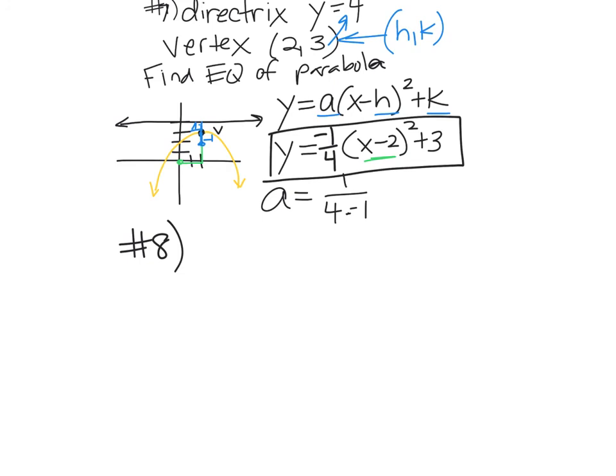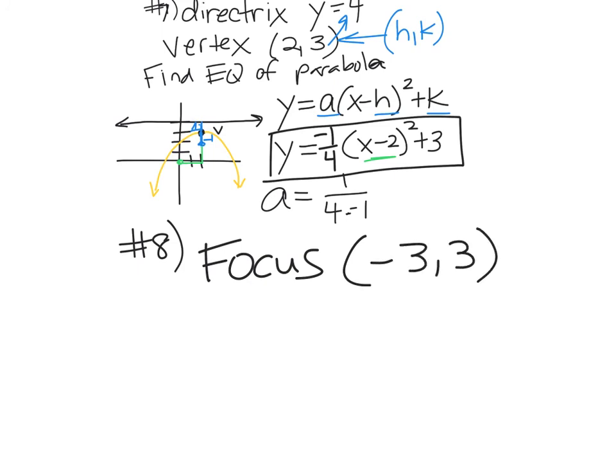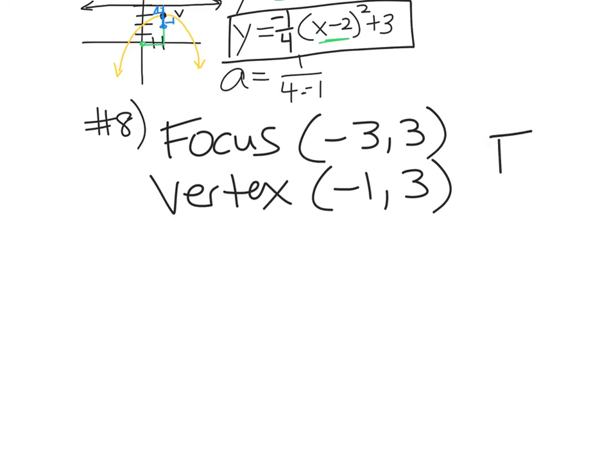Okay, let's do this one. Let me tell you, the focus is at -3, 3, and the vertex is at -1, 3. And we need to write an equation. Okay? All right, it's not easy. These are not easy. Parabolas are pretty tough.